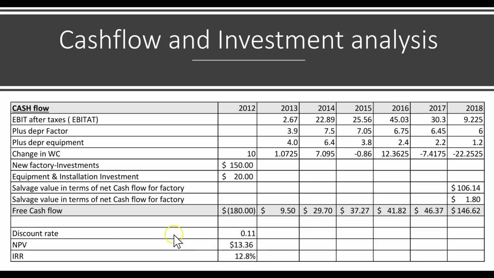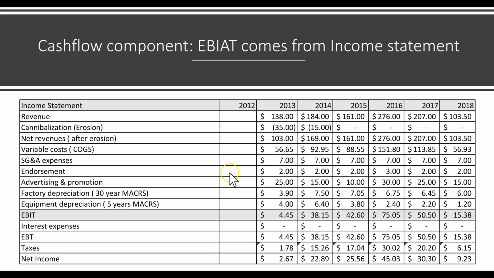What we'll have to do is come up with the free cash flow. In order to get the free cash flow, we need these pieces. So what are the pieces? We will need earnings before interest and taxes, EBIT, after taxes. So we'll have to calculate that information. Then we will add back the depreciation, for both the factory and the equipment. We'll have to calculate the change in working capital. We'll account for the investments made up front, and that's going to give us the free cash flow. From there, we can use the NPV and IRR calculation.